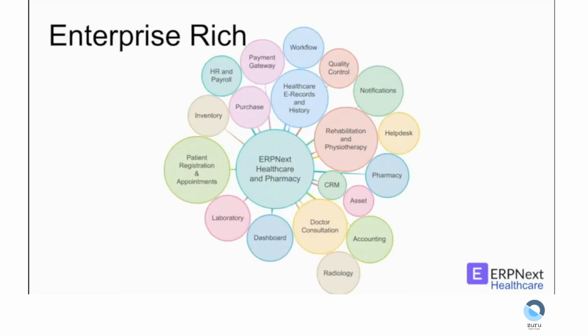As we walk through all the features, we say that ERPNext is enterprise rich. It comes with all the modules built in, be it inventory, purchase, HRMS, help desk, rehab, laboratory, CRM, and whatnot. In all the implementations that we have seen so far, we have seen that all our customers struggle with data being maintained in disparate systems. They might have different software for HRMS, different for asset management, different for billing, and so on. The problem with this is you don't have a single source of truth.